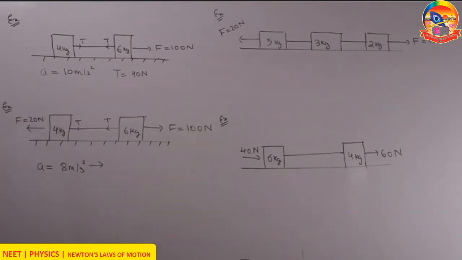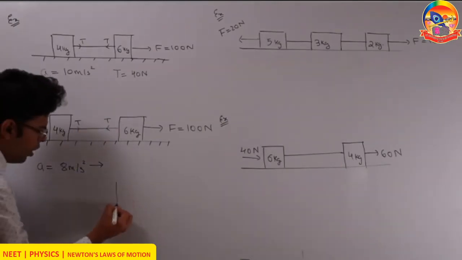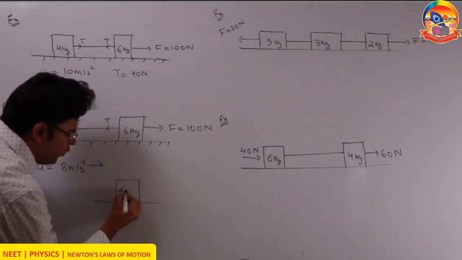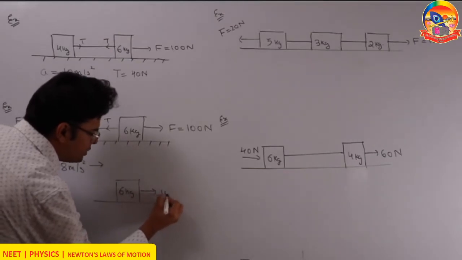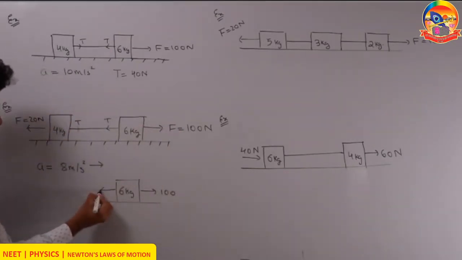Next question. What is the tension? To find tension, either think of the free body diagram of the 4 kg or 6 kg. Think of any one, you will get the same answer. This time, let's think of the 6 kg. On this 6 kg block, there are two forces acting: a force of 100 towards right, the external force, and a force of tension T.